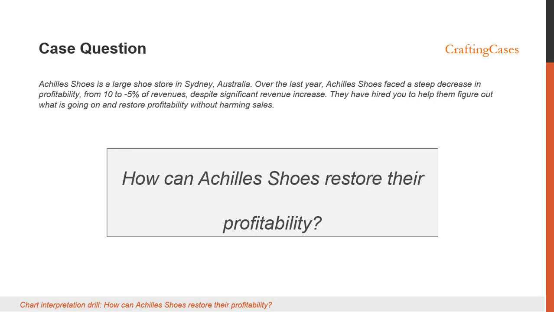Okay, so the case question here is, Achilles Shoes is a large shoe store in Sydney, Australia. Over the last year, Achilles Shoes has faced a steep decrease in profitability, from 10 to minus 5% of revenues, so from a profit to losses, despite significant revenue increase. They've hired you to help them figure out what's going on and restore profitability without harming sales. So how can Achilles Shoes restore their profitability? That's the case question.